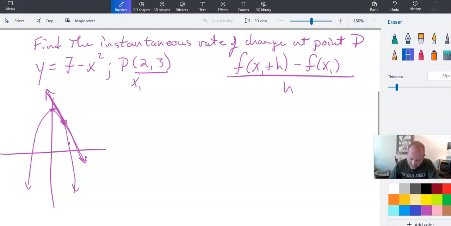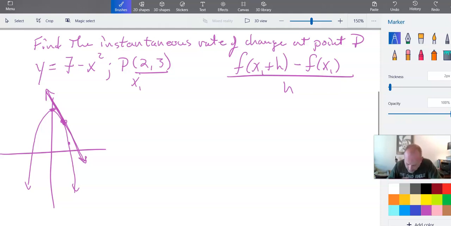Right, so we have x1 here. This 3 is f of x1. Right, that's what we're looking at. So we already have that value. This is going to be f of 2, and this is going to be f of 2 plus h.